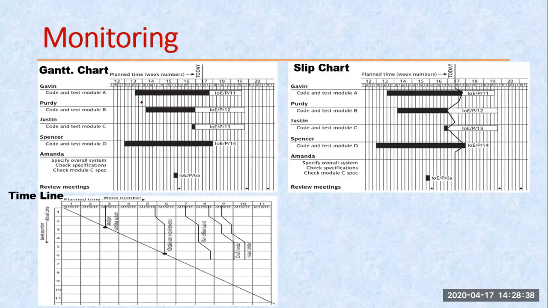These dark lines show how much we have completed up to date, and the white portion shows how much is left. Today we are on this date in the 17th week, and Thursday is complete. Sorry, Tuesday is completed and Wednesday started today. Okay, so based on this, we start monitoring.